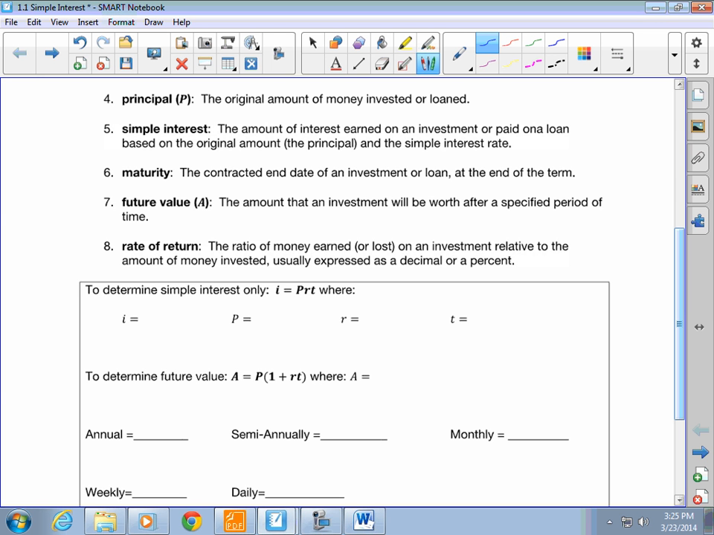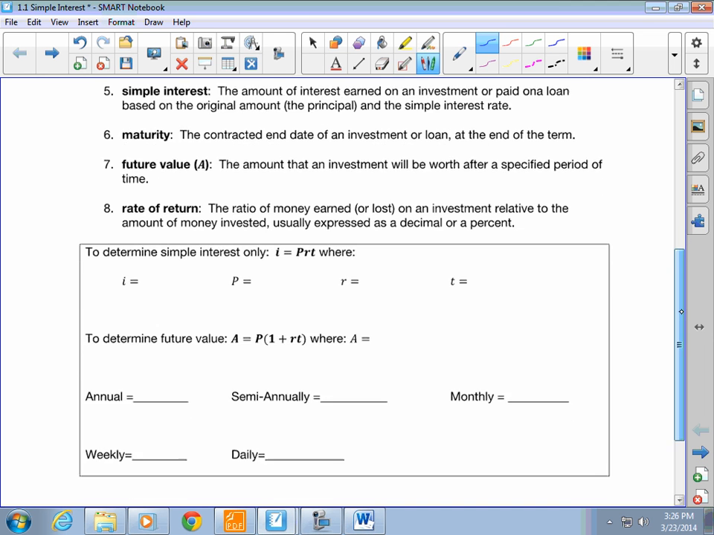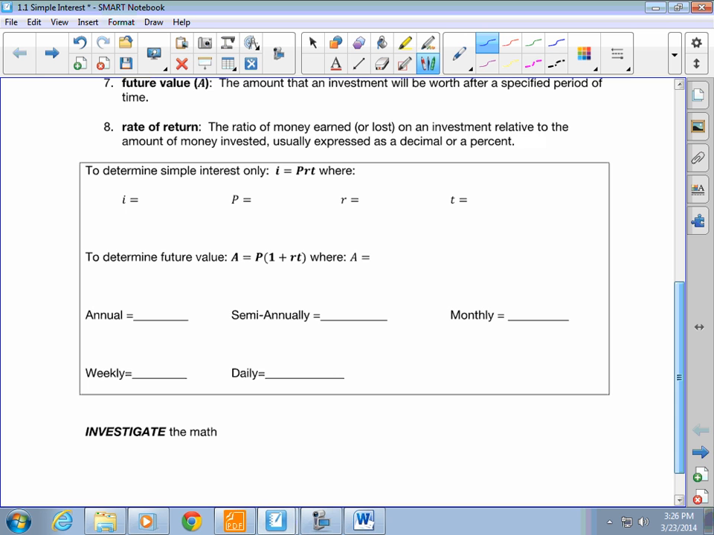Okay, so to determine simple interest only, we use the formula I = PRT. So you would have come across this one. I know in the old math curriculum, we used to teach this like in grade 7, 8. I'm not sure if it's still in the new one. I can't remember it in grade 8, but that's about where you learned about simple interest.